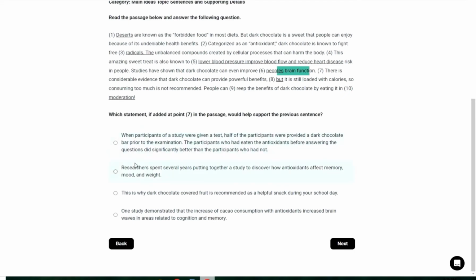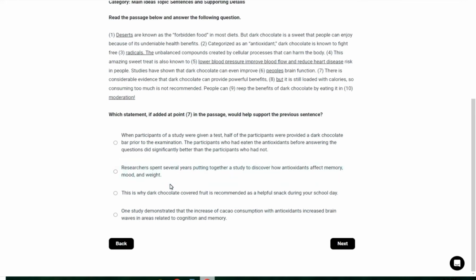B. Researchers spent several years putting together a study to discover how antioxidants affect memory, mood, and weight. Like, okay, again, we're mentioning these antioxidants, and that might be prevalent to this, but this doesn't really make sense. How does it affect memory, mood, and weight? It doesn't really give us any information. This is kind of just a blanket statement. So that's not going to be the best answer.